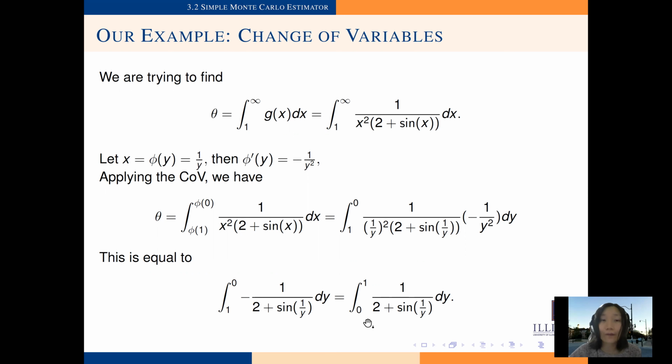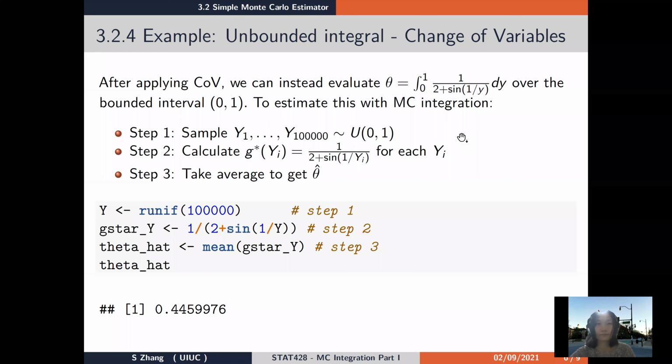Now, we have transformed the unbounded integral problem earlier for x into a bounded integral problem, which we can address using our bounded integral Monte Carlo integration methods. So let's try to evaluate this theta, which is now equal to the integral from 0 to 1 of 1 over 2 plus sine of 1 over y dy. Let's try to implement this in R.